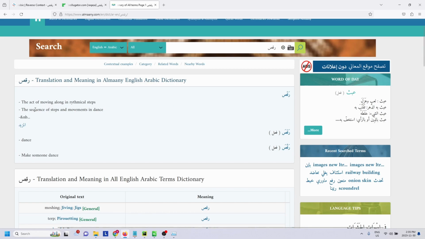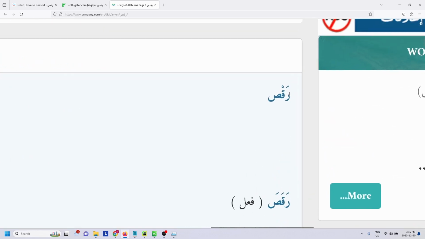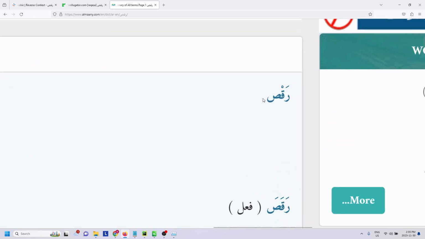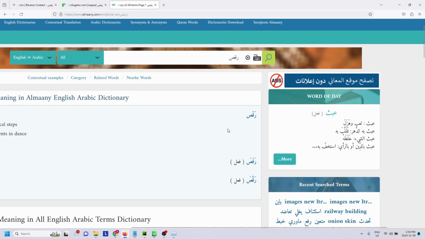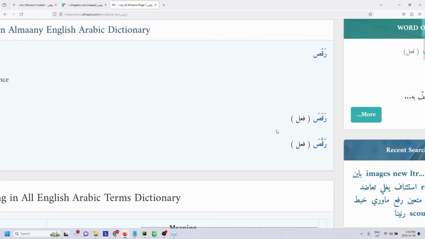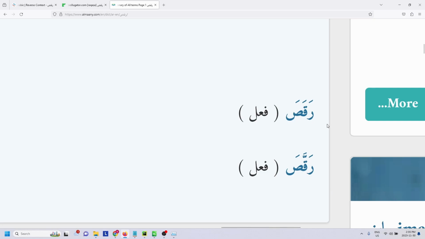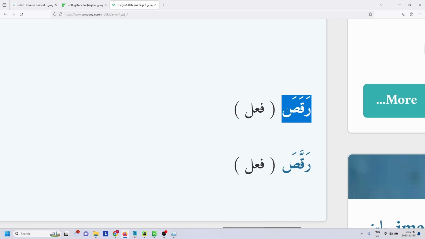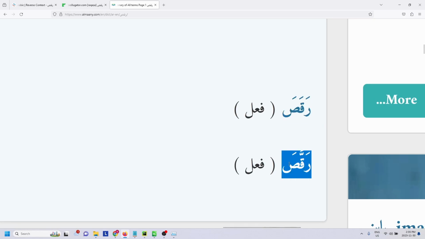So if it's a noun, the act of moving along in a dance, the sequence of steps and movements in a dance, well, you'll see that it has the diacritic here, and it is spelled appropriately for the noun dance. And if you're looking for the verb to dance or to make someone dance, again, you'll see it written here with the diacritics. And this is the correct pronunciation.